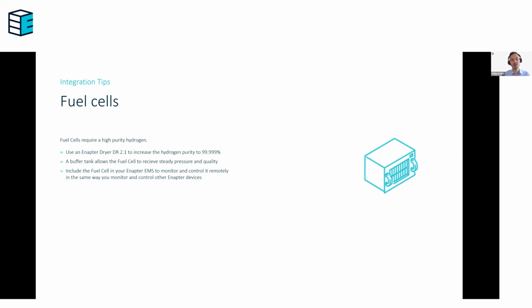For all the external devices, you can also connect them with our EMP modules to be part of the Enapter management system. You can then also look up their values in the web browser and see the current pressure, what's the consumption, and so on. For PV cells, for fuel cells, for all kinds of hydrogen equipment.